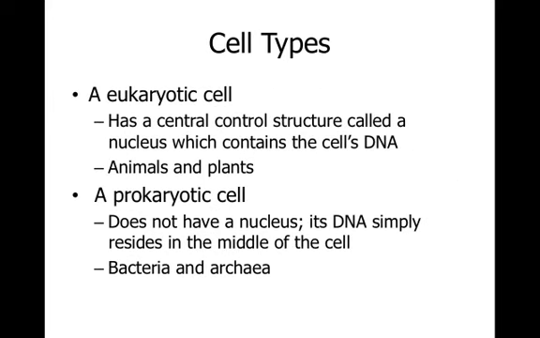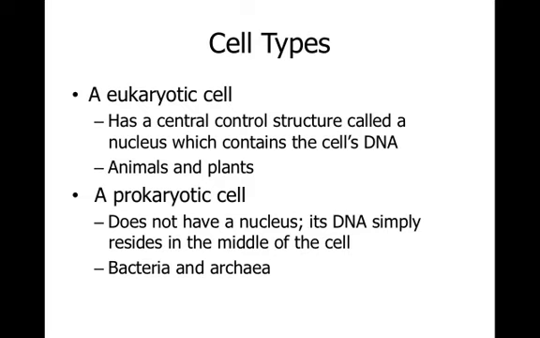So now we're going to take a look at the different types of cells. We have two main, or general, types of cells. The first is a eukaryotic cell, and we're going to spend most of our time talking about the eukaryotic cell. It has a central control structure called a nucleus, which contains the cell's DNA.